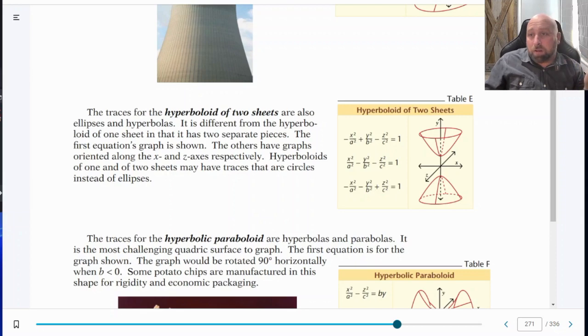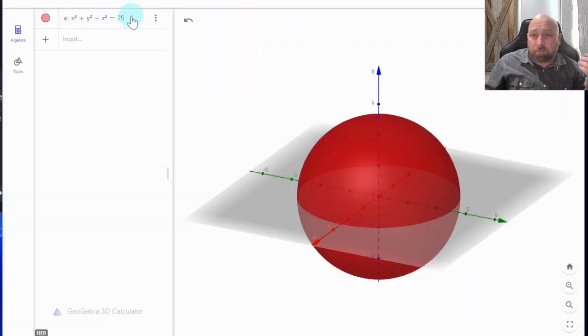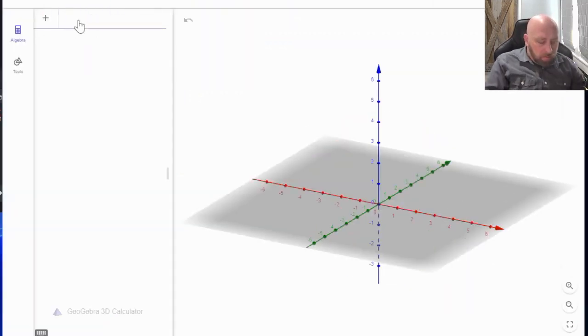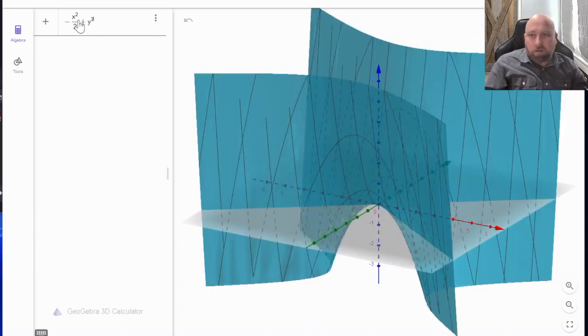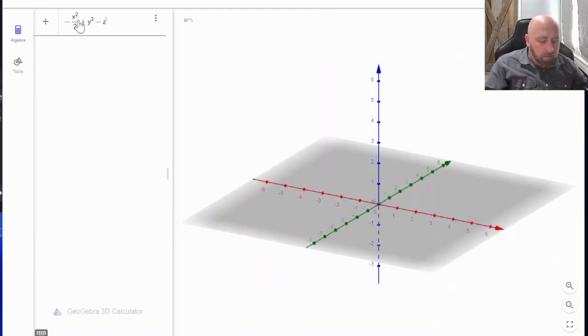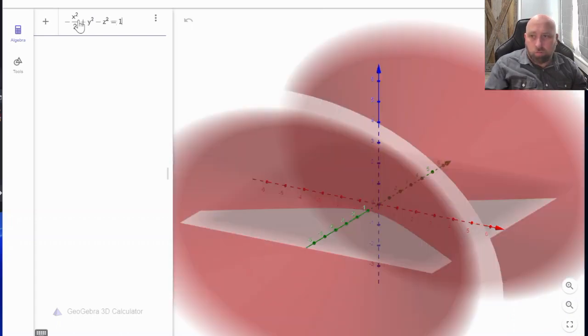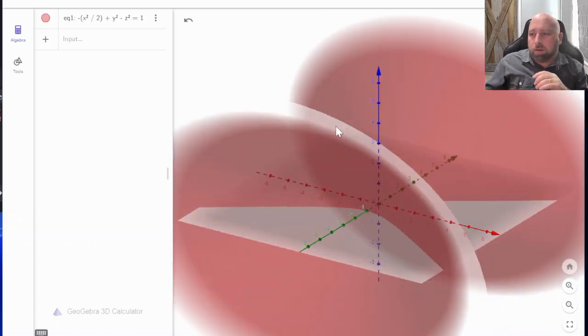Let's go ahead and put it into GeoGebra and see what we get. All right, so let's go ahead and enter that. We had a negative x squared, and that was divided by 2. And then we had a positive y squared. We don't necessarily need to write the divided by 1 that we had. It'll be fine, minus z squared. And then we are going to set that equal to 1. And there we go. There's our new shape.